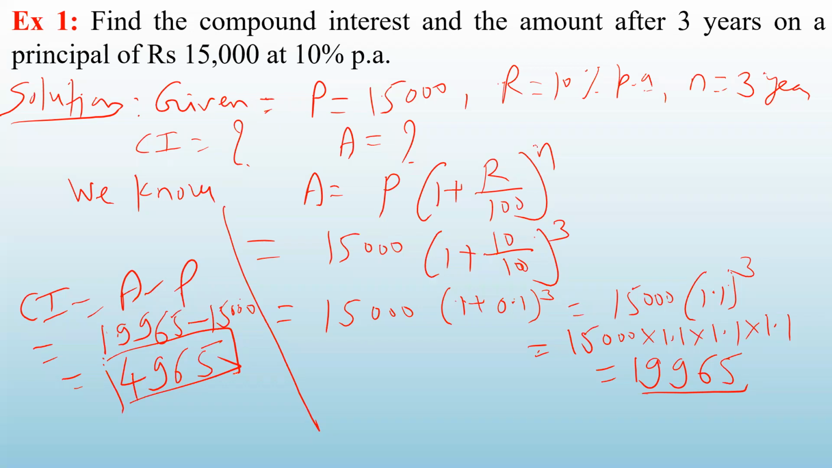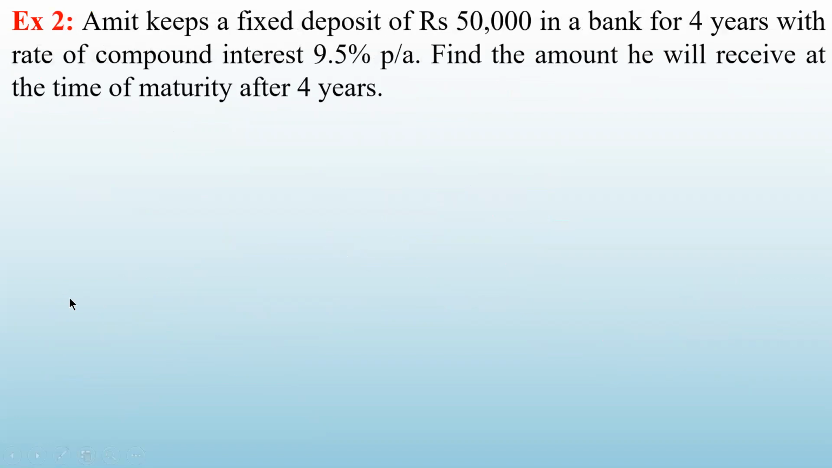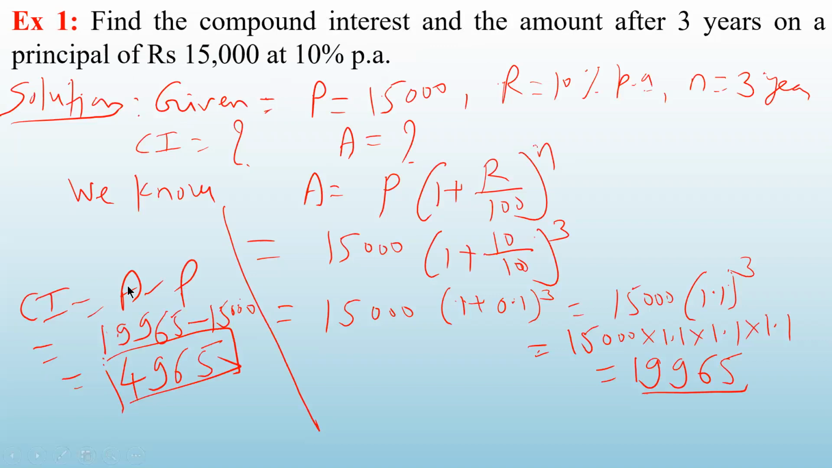This was a very, very simple problem. Just the application of the formula. In this formula also, you are given 4 things: A, P, R, and N. So out of these 4 things, if you know any 3, the fourth one can be found out. So in this problem, you are given the value of P, R, and N. So you have found out A. And once you know the amount, interest can be calculated as amount minus principal. Okay. Let us go for the next problem.